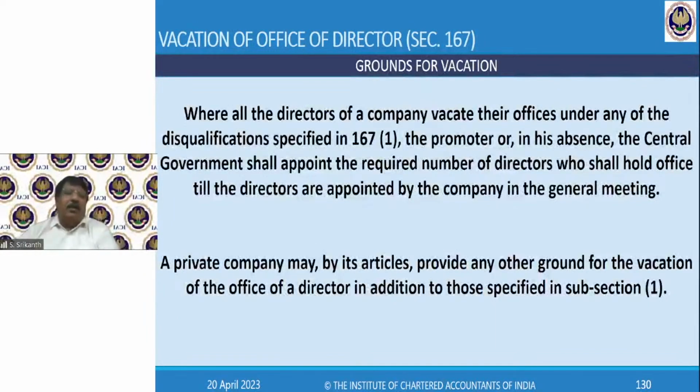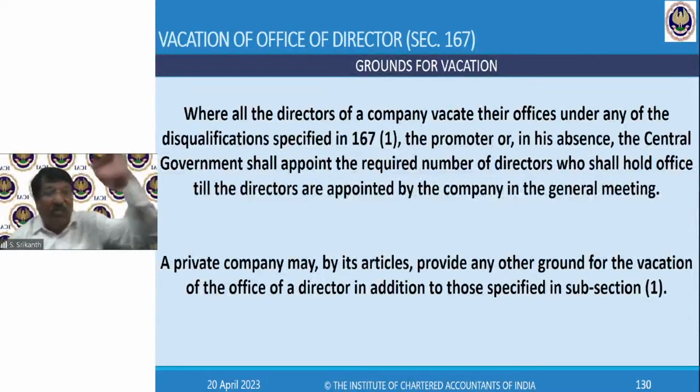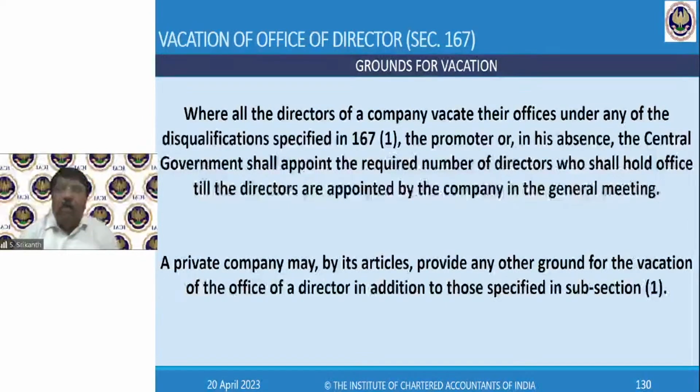Where all the directors of a company vacate their offices under any of the disqualifications, for example 164(2) disqualification, suppose all of them are convicted of an offense and are sentenced to imprisonment for more than 6 months. Wow, what a company. Where all the directors vacate, the promoter, or in his absence, the central government shall appoint the required number of directors who shall hold office.